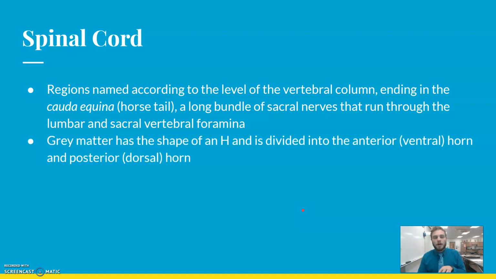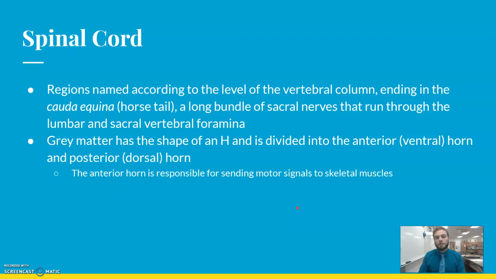Within the spinal cord, you're going to have gray matter and white matter separated from one another. The gray matter is going to be in the shape of an H and is going to have an anterior or ventral horn. Remember, anterior means ventral, or the belly side. Especially, it becomes much more important when you're dealing with four-legged animals. And it will have a dorsal or posterior horn.